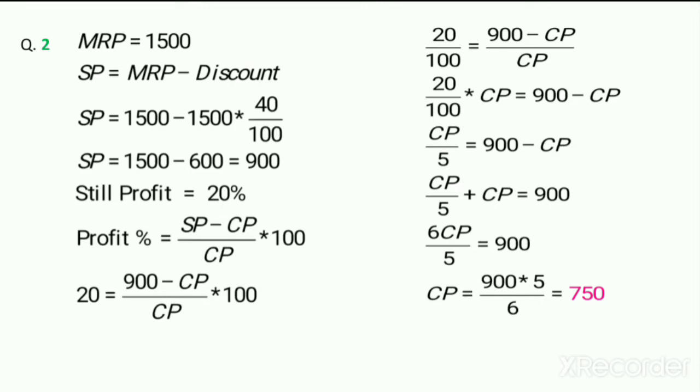Still he gains 20% profit. So profit percentage is equal to selling price minus cost price by cost price into 100. So you know the profit is 20 and selling price is 900, then you will get the cost price equal to 750 rupees.